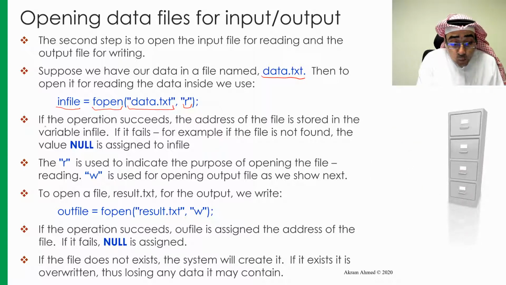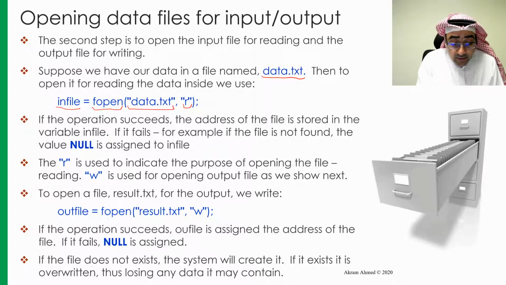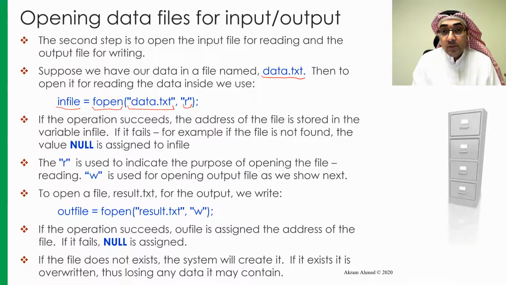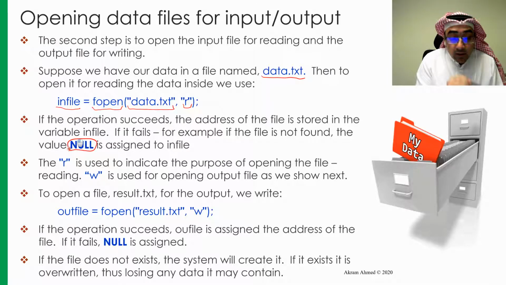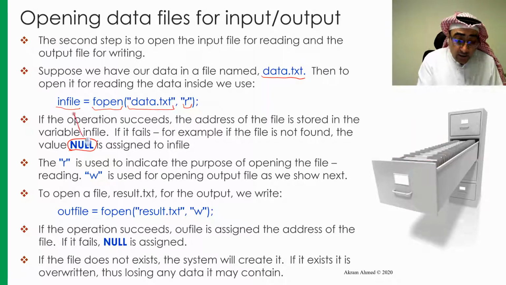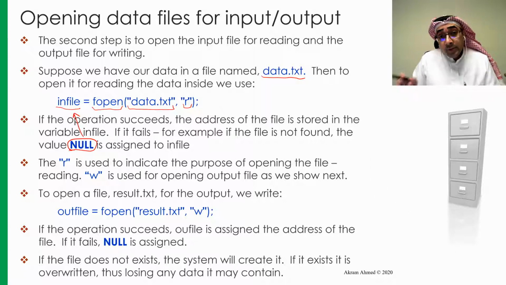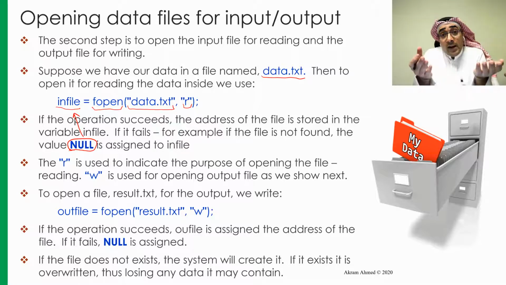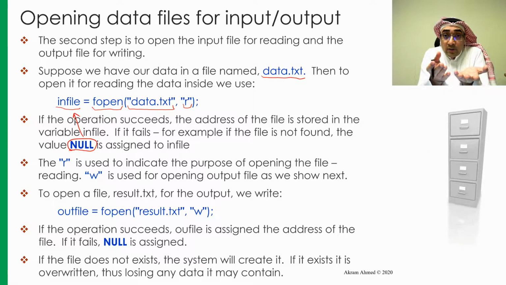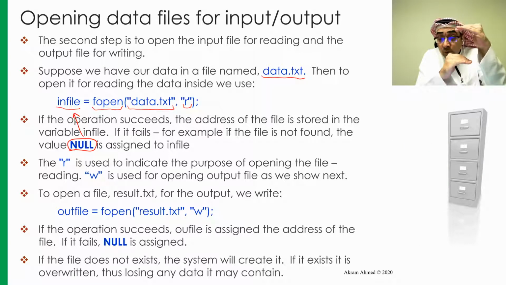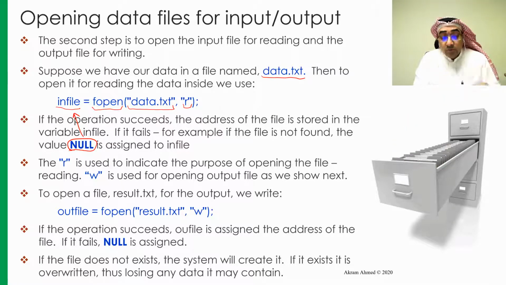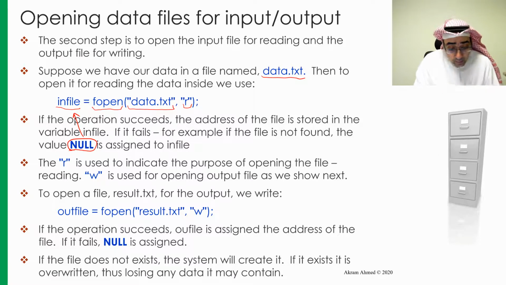And then the other case is that the compiler was not able to find the data.txt file. So what's it going to do? It's going to return a null and assign it to the in file. This is the compiler's way of telling you, hey, I tried to open this file, but I couldn't find it. You told me to open a data.txt file in the folder where the exe is running. I didn't find this file, so it's going to return a null for me, okay?